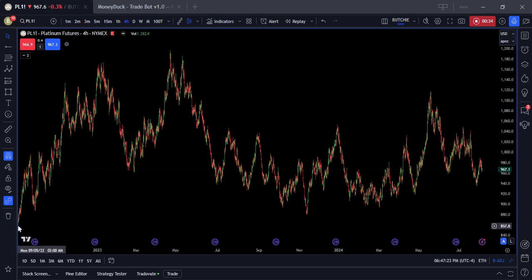In TradingView, come down to the trash can, click on it. You'll see right now it says remove 0 drawings. I have nothing on this chart, so I've already cleaned off the chart. But you'll click on that, clean everything off your chart.